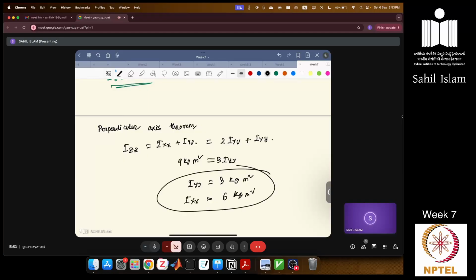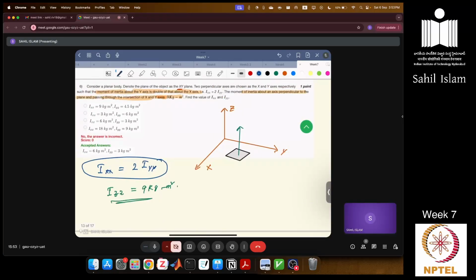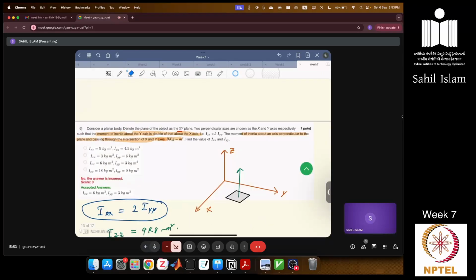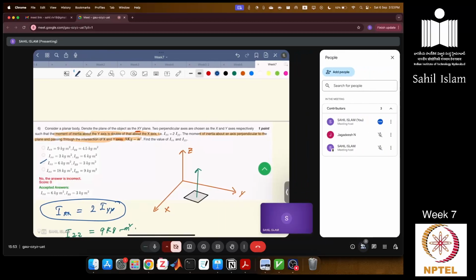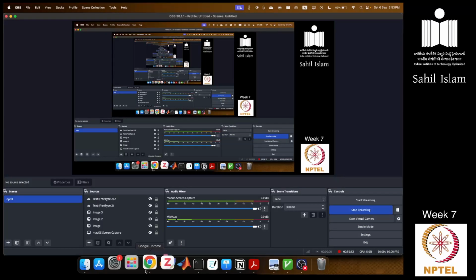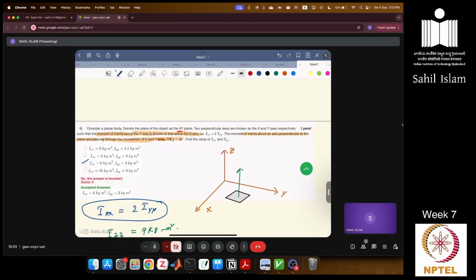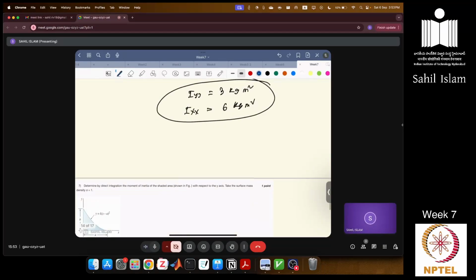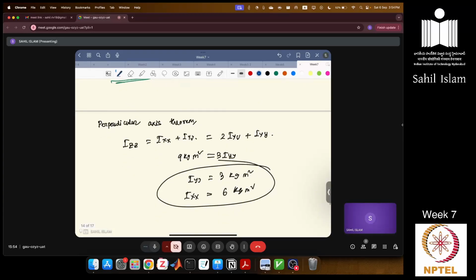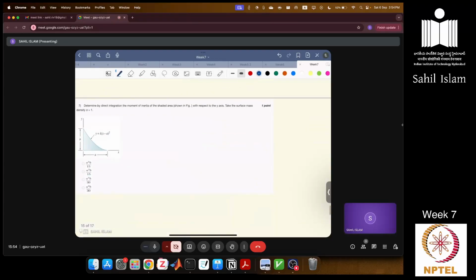This is our answer. So what is given? Ixx we got 6 and Iyy we got 3. This is the right answer.